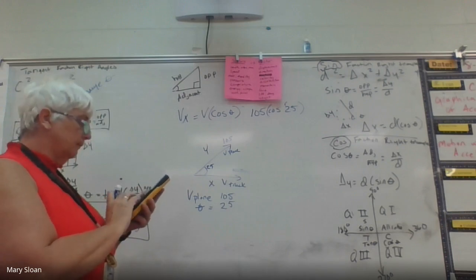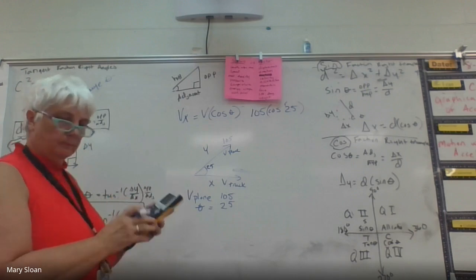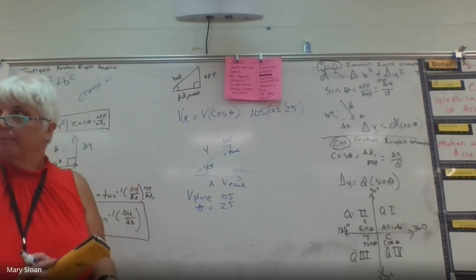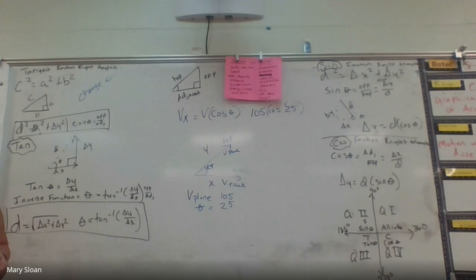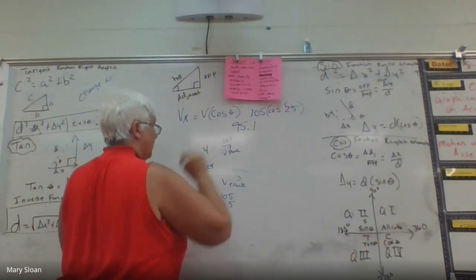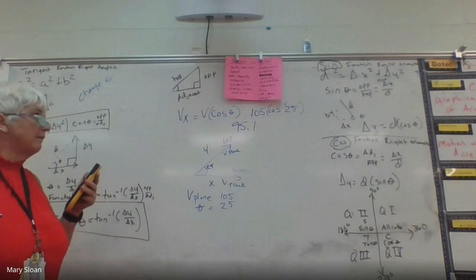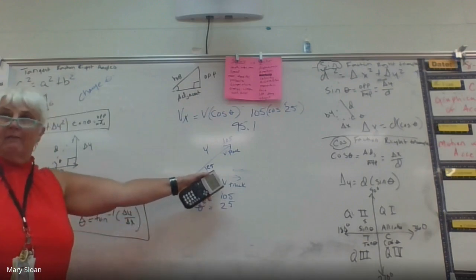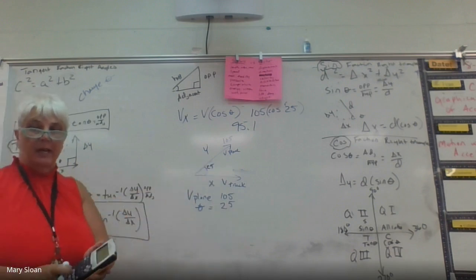Yeah, 95.1, right? Okay, that's what we got. So that is 95.1. What is that for? That's telling us how fast the truck is going, correct? Is there a next thing we have to do?